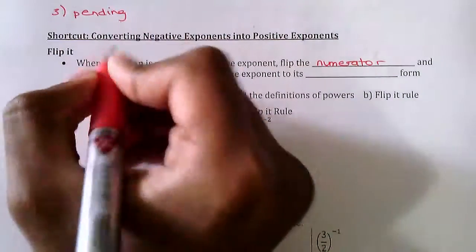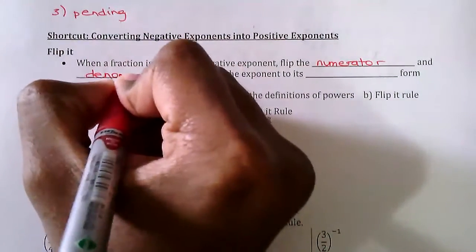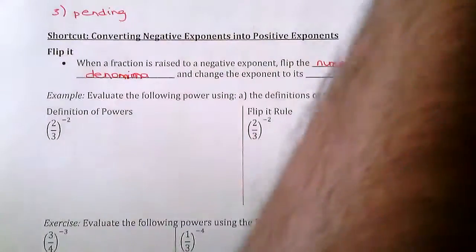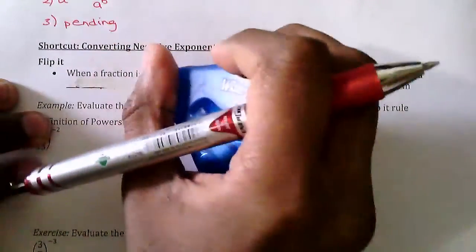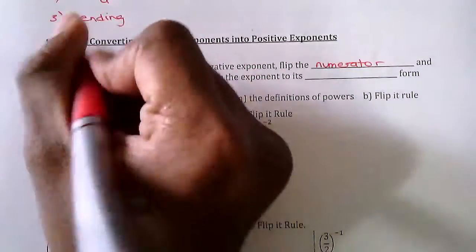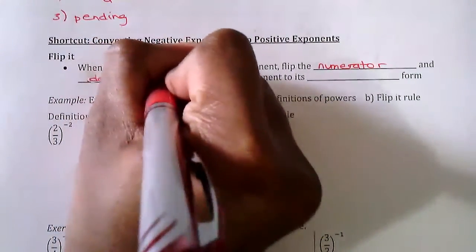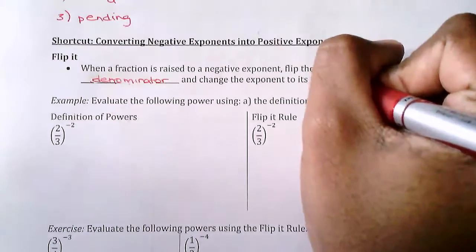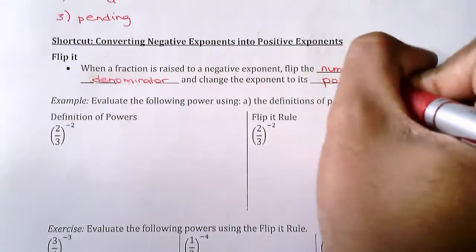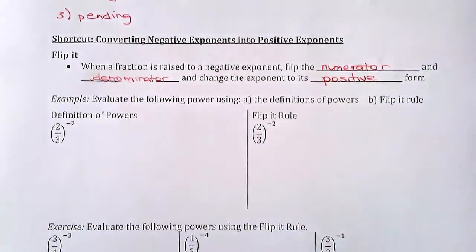Okay, let me just start that again. So the numerator and the denominator, and change the exponent to its positive form. So in other words, you're finding the reciprocal of the fraction, and when you do that, the exponent changes from a negative to a positive.